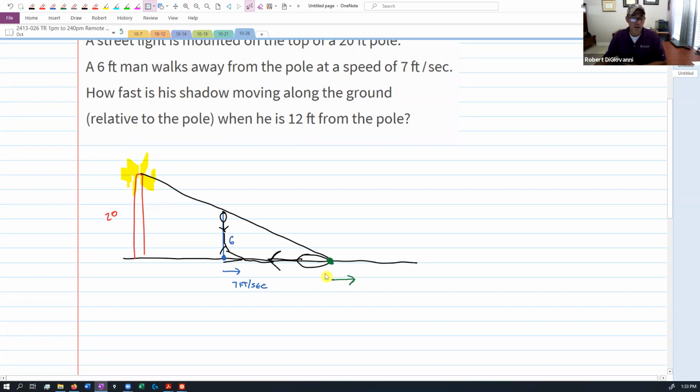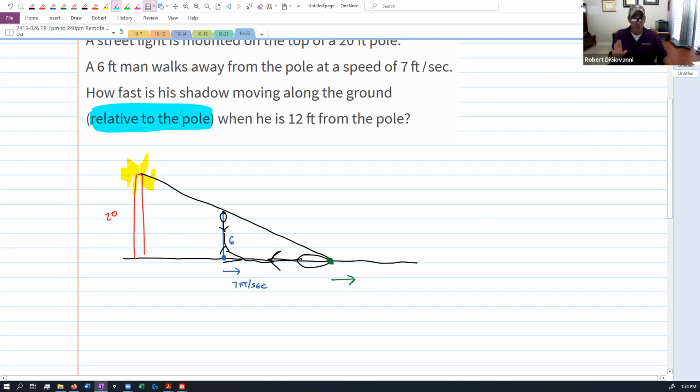The confusing part is this. Are you talking about how fast it is moving relative to him or relative to the pole? Because he's moving too, right? If he's looking at his shadow moving away from him, you could ask what's that speed relative to him. Or you could say you're just standing at the pole watching all this happen, and you're asking how fast is that shadow moving away from you standing at the pole? Two different answers to those questions. So the book doesn't state it. I would always state it in a problem to make sure it's clear. We want to do this relative to the pole.